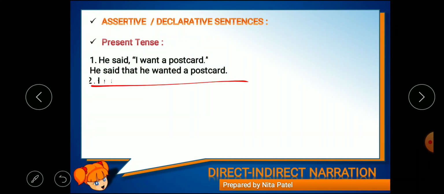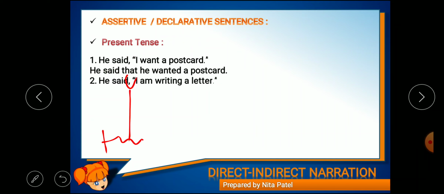right? Okay, the next, he said, "I am writing a letter." Again there is no object, so we'll not convert this said. We'll remove this and we'll put that. I is used, again I will convert according to the subject. Who is the subject? He.